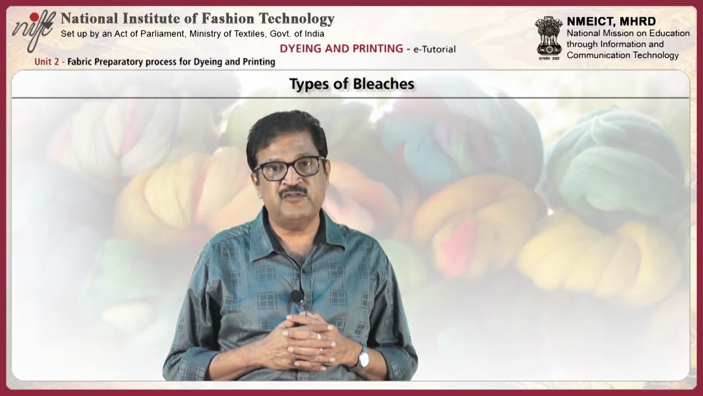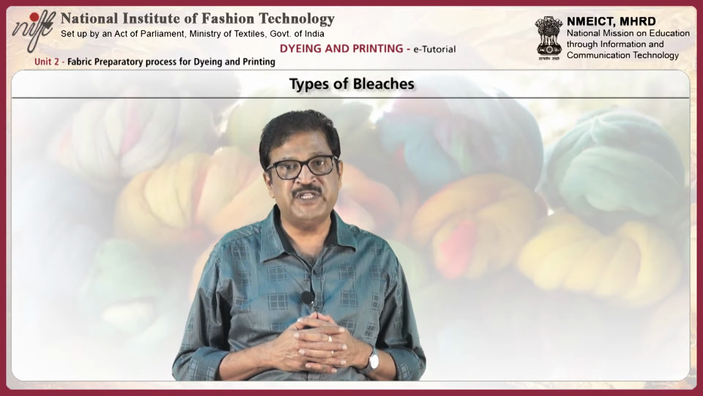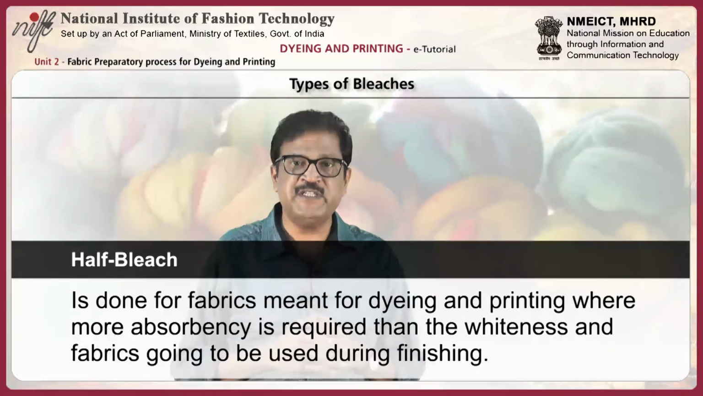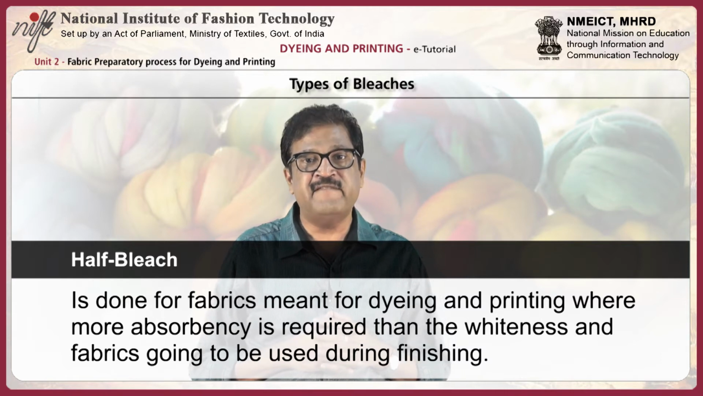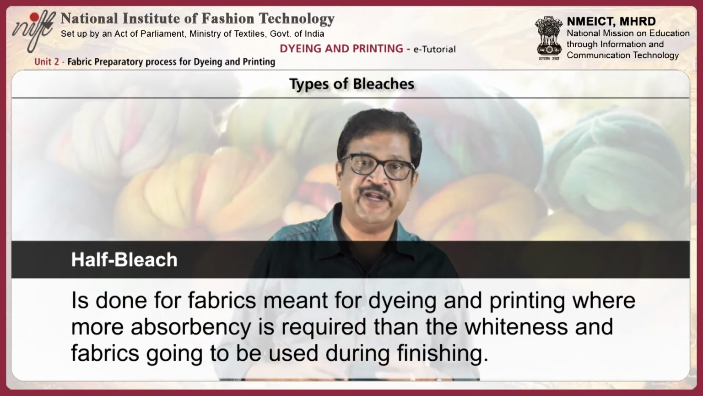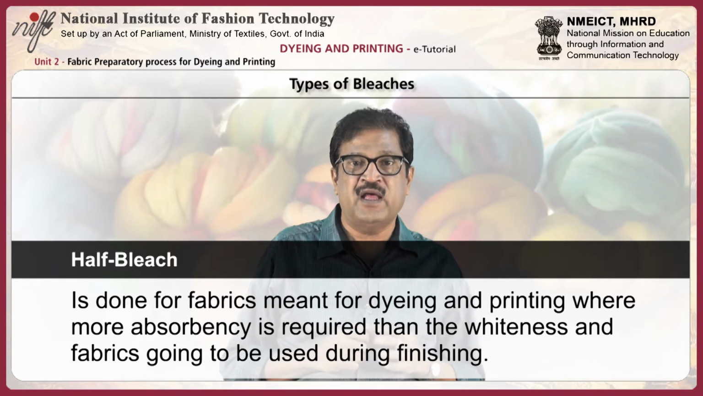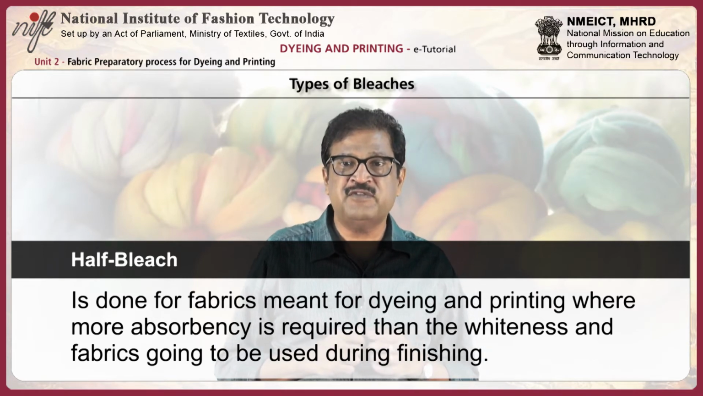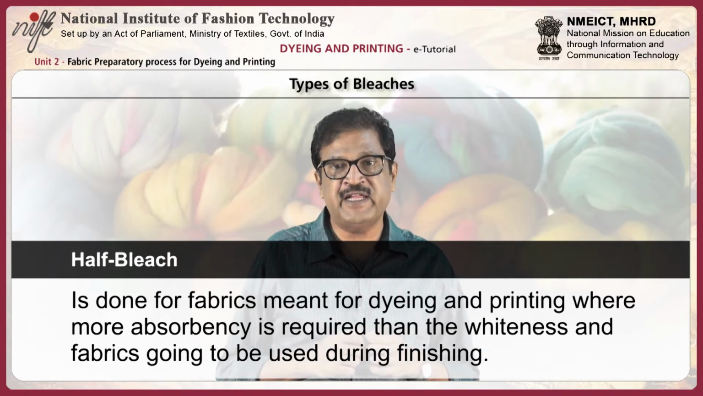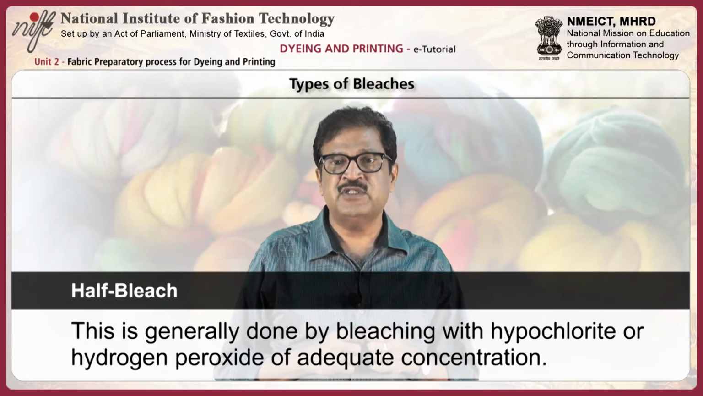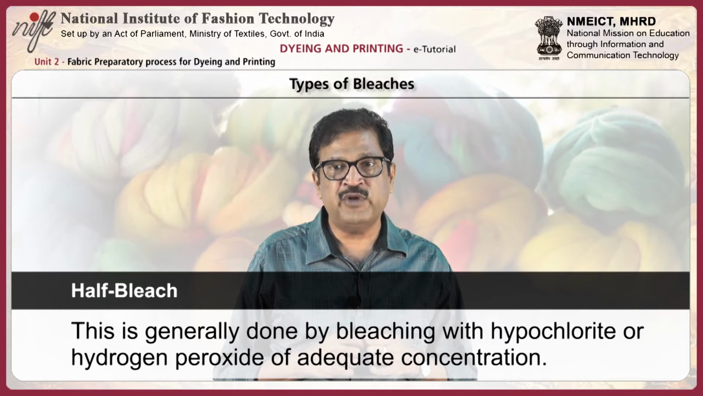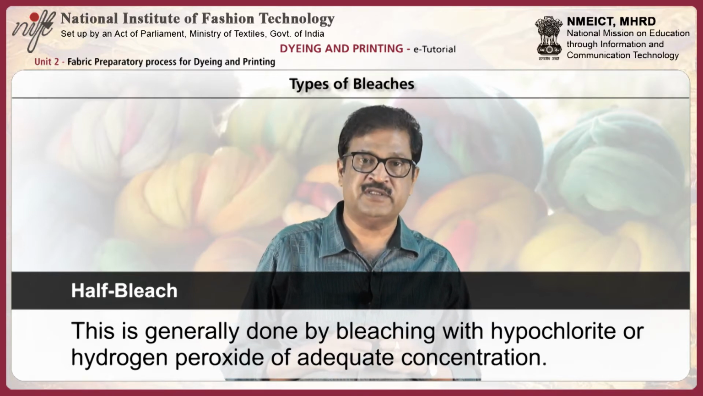There is another type of bleached fabric, called off bleached fabric. Off bleach is done for fabric meant for dyeing and printing where more absorbency is required than whiteness, and fabrics to be used for application of finishes after dyeing or printing process. This is generally done by bleaching with hypochlorite or hydrogen peroxide of adequate concentration.